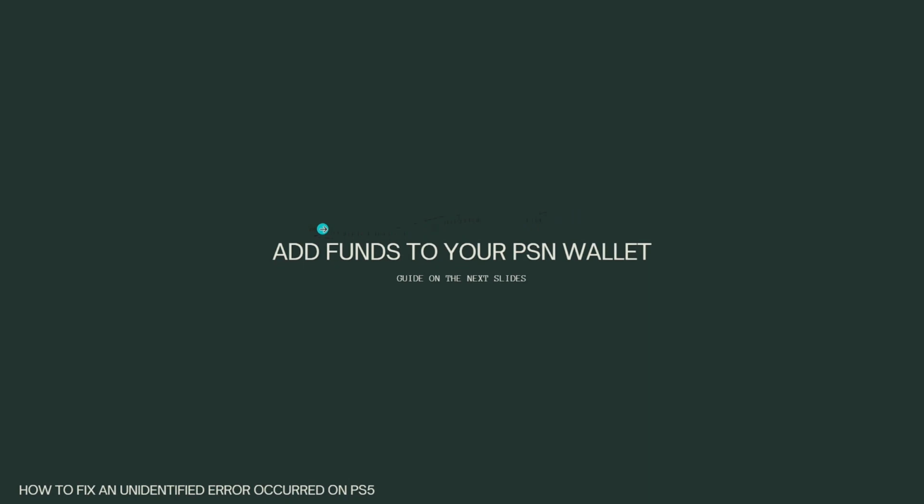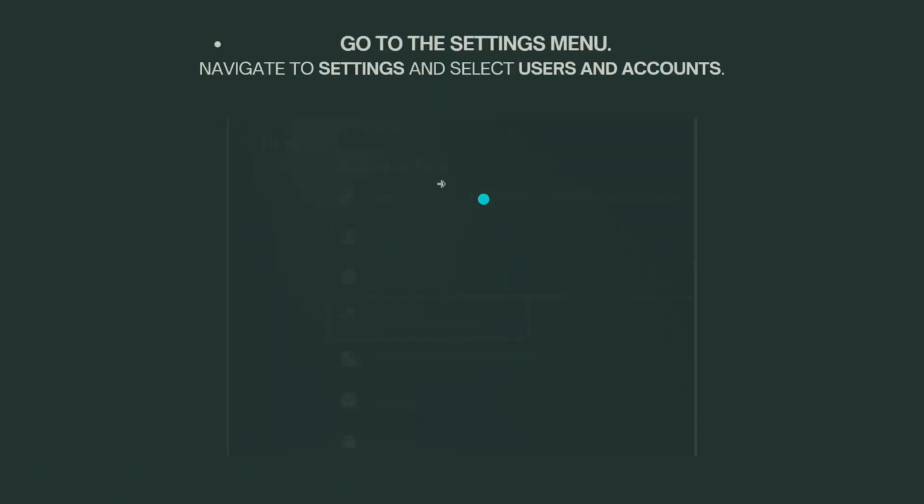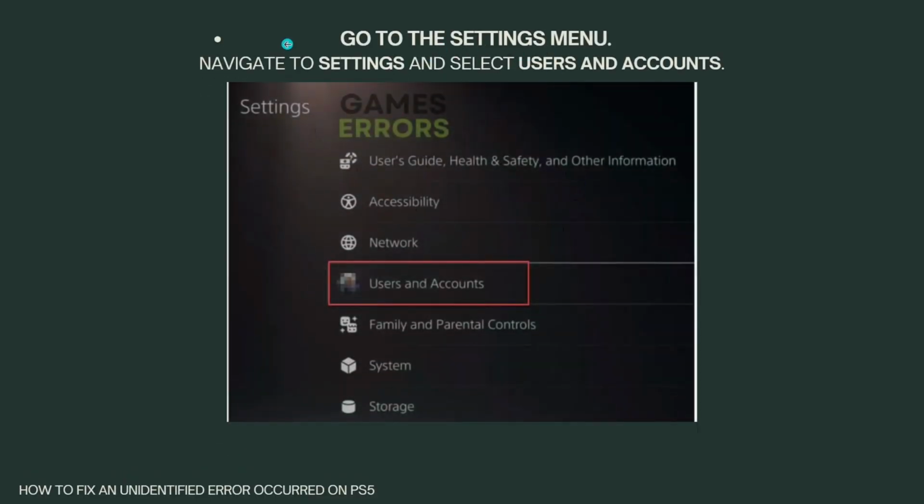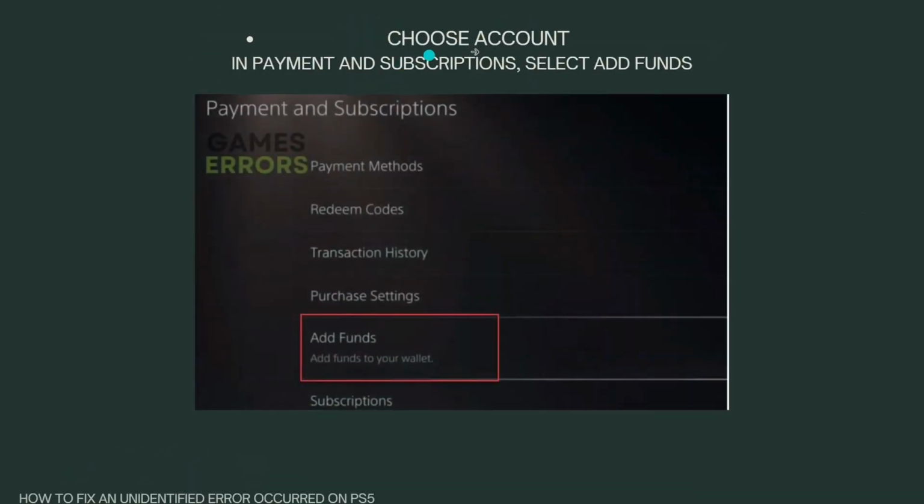Third, add funds to your PSN wallet. An unidentified error when making a PS Store purchase can occur because you don't have enough funds in your PSN wallet. In that case, you need to top up your wallet. So to do that, go to Settings menu, navigate to Settings and select User and Accounts. Choose Account. In Payment and Subscriptions, select Add Funds.